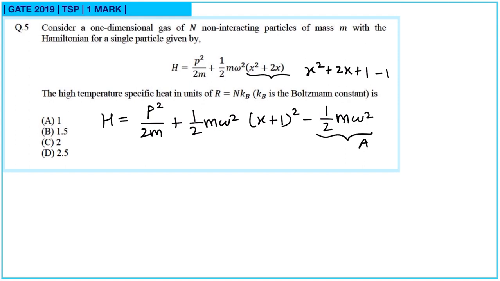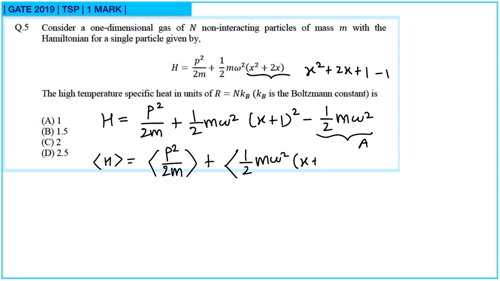So let us find out its average energy. The average energy will be the average over p²/2m plus this term. This is a simple harmonic oscillator which has just a shifted origin, ½mω²(x + 1)², and this part is constant. So this will be equal to ½kBT. For each quadratic term, we will have ½kBT contribution. So plus ½kBT, so this will be equal to kBT.